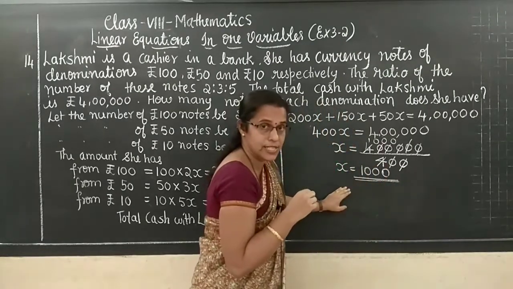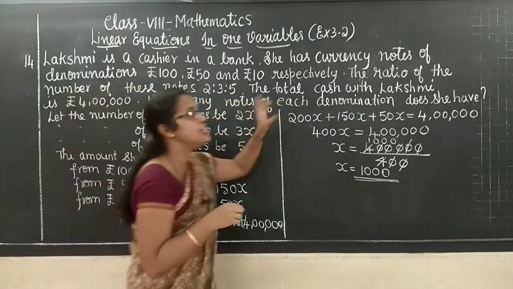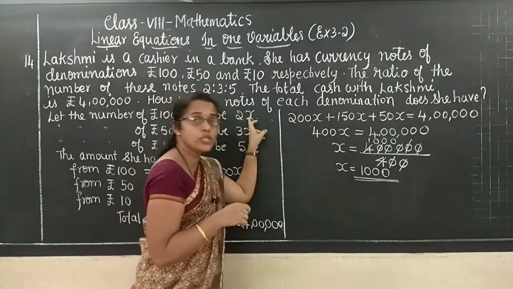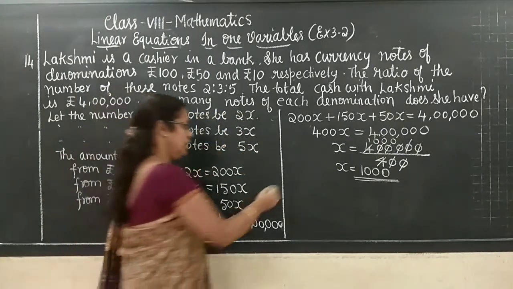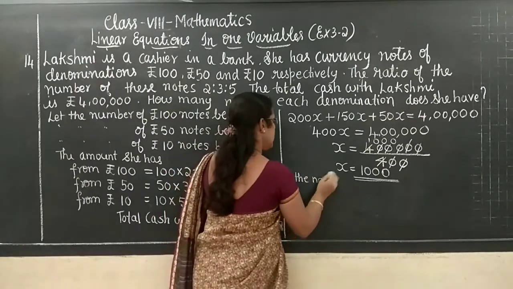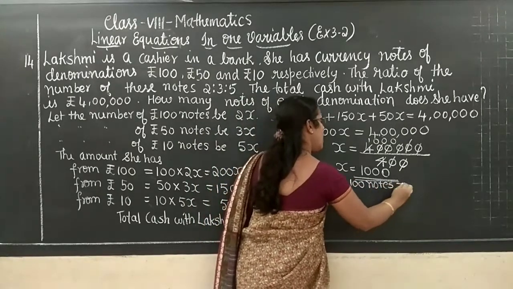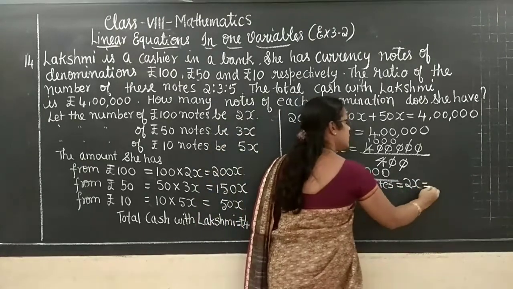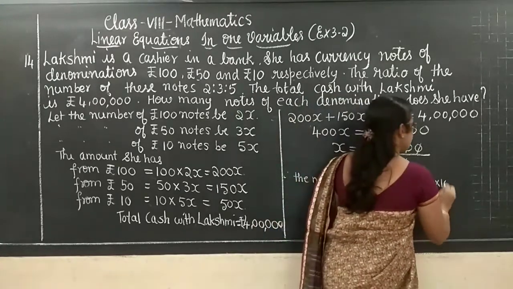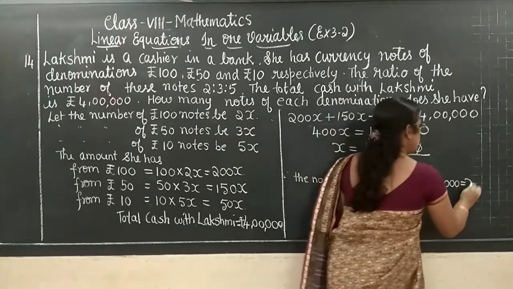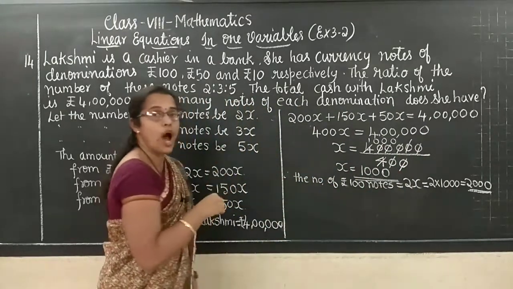After getting the value of x, we put this value in the number of notes, not in the amount, because we have to find each denomination. Therefore the number of 100 rupee notes is 2x, which is 2 into 1,000, that is 2,000. So 2,000 notes of 100 rupees are there.